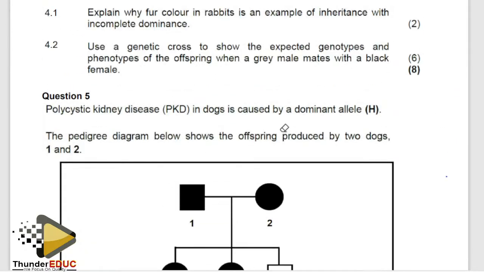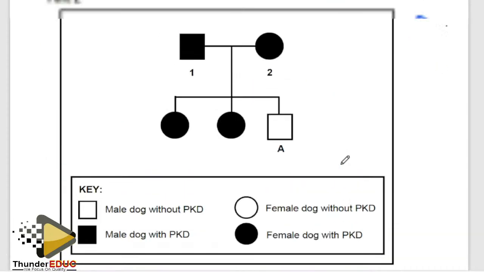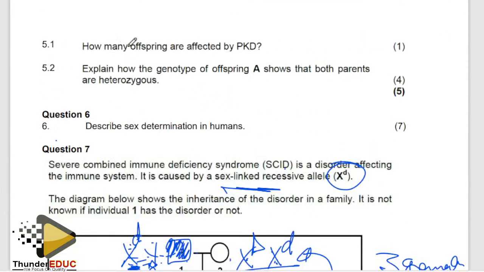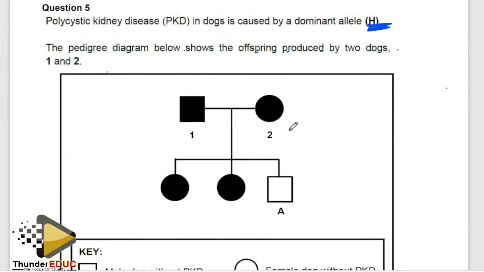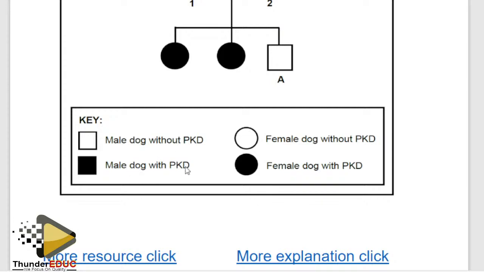Here they're saying that this syndrome in dogs is caused by a dominant allele, capital H. The pedigree diagram below shows the offspring produced by two dogs. They're not saying that this is sex linked. How many offspring are affected by this disease? This one is also caused by a dominant allele, meaning the one who is sick. Even here they say dogs with the disease and dogs without the disease.